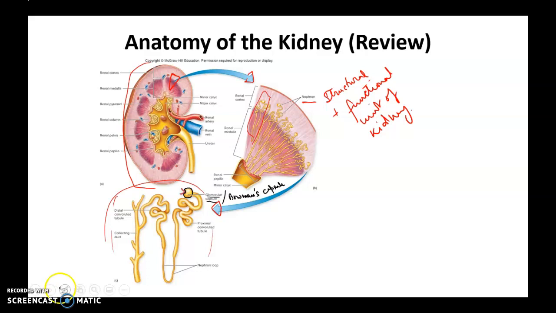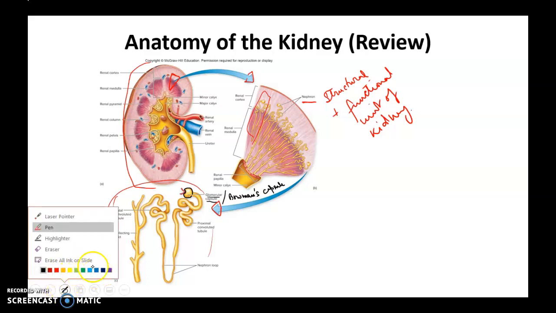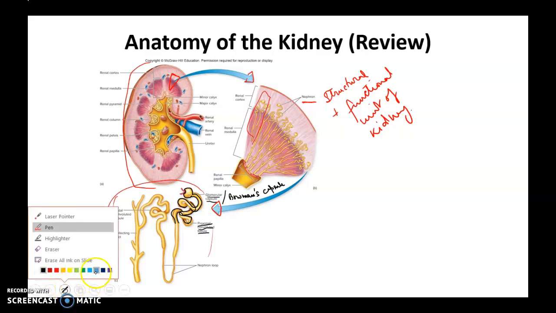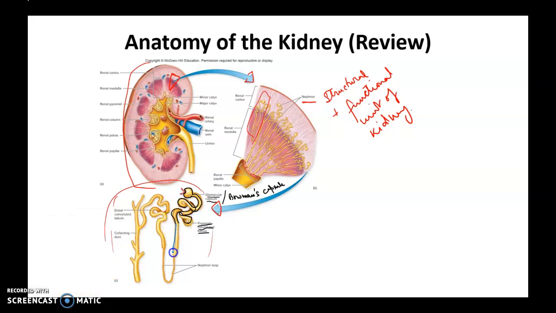The Bowman's capsule then leads to a coiled part, and this coiled part that I am marking is called the proximal convoluted tubule. It's called proximal because it's closer to the Bowman's capsule. The proximal convoluted tubule then leads to a hairpin loop-like structure, and this hairpin loop is called the nephron loop, also known as the loop of Henle.